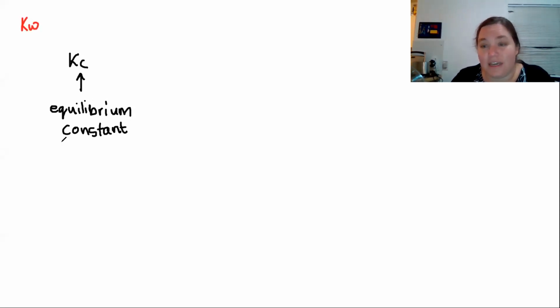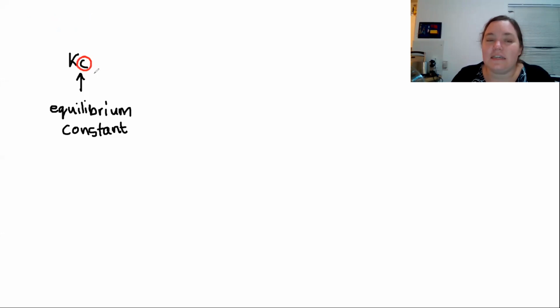Kw is the dissociation constant for water. When you go to university, you'll discover there's a Ksp for how much things dissolve, which is your solubility product. There are a lot of Ks. I think there's also a K for pressure and partial pressures of gases. But the point is you get a lot of different K values. They're all equilibrium constants, but they're for different things.